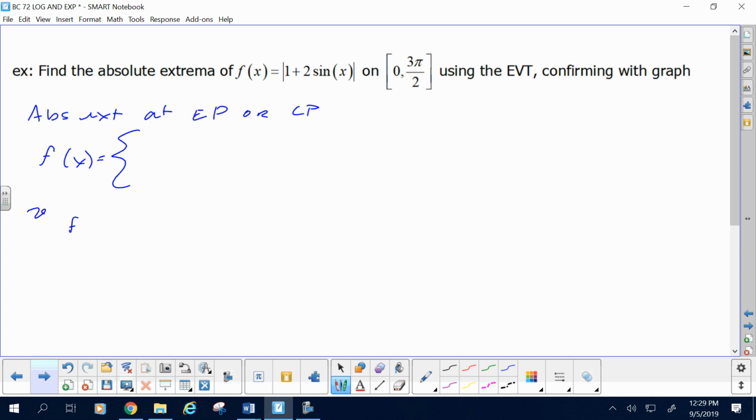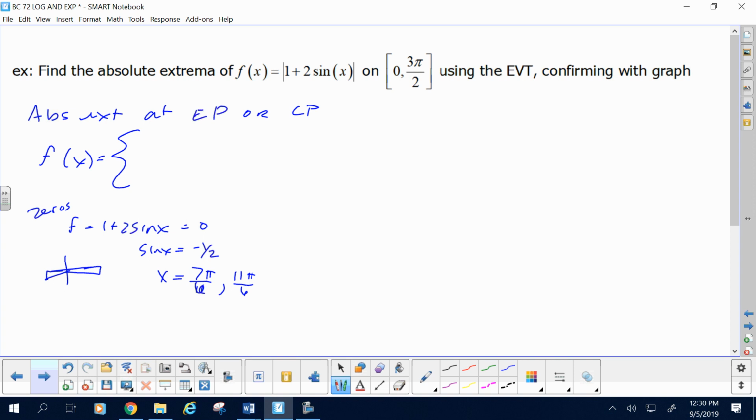Maybe I need a graph here, but let's find the zeros. 1 plus 2 sine of x. Isn't it all about the zeros, because that's what's going to do the flipping? Yes. Okay, so 1 plus 2 sine of x is 0 when sine of x is negative 1/2. And where is sine equal to negative 1/2? 7 pi over 6 and 11 pi over 6. Are you with me? Unless I made a mistake. Do you agree? Okay.